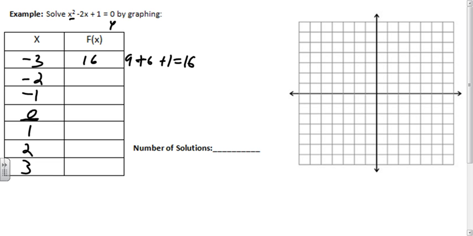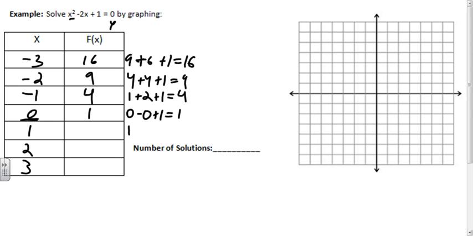Now similarly, we have -2. -2 squared is 4. Minus 2 times -2 is -4, so we're adding 4. And plus the 1 there becomes 9. -1 squared is 1. Minus 2 times -1 becomes a positive 2. And plus the 1 leaves us with 4. 0 squared is 0. Minus 2 times 0 is 0. Plus the 1, left with 1. 1 squared is 1. Minus 2 times 1 is 2. Plus the 1 there. Well, 1 minus 2 is -1. Plus 1 becomes 0.